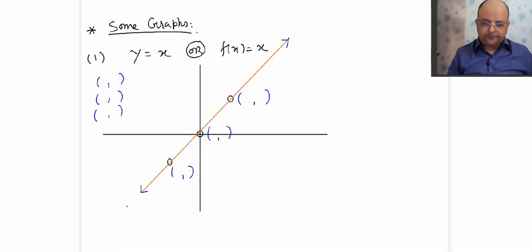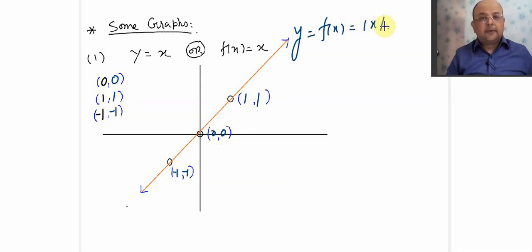Okay, graphs. Suppose I want to draw the graph of y equals x. I choose different values of x: 0, 1, minus 1. If x equals 0, y is also 0. If x equals 1, y is also 1. If x equals minus 1, y is also minus 1. So this is the point 0, 0, this is the point 1, 1, and this is the point minus 1, minus 1. And this is the graph of y equals f of x equals mod x.